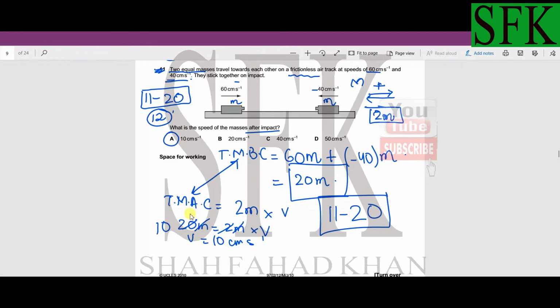Now, what about the total momentum after collision? After collision, they told us that they stick to each other. Sticking would mean that the total mass after collision is 2m, so the total momentum after collision is 2m multiplied by v. We need to find v. The law of conservation of momentum tells us that total momentum before and after collision are equal, so 2m into v is equal to 20m. So the answer that we get for v is 10 centimeters per second. So our option A is correct.